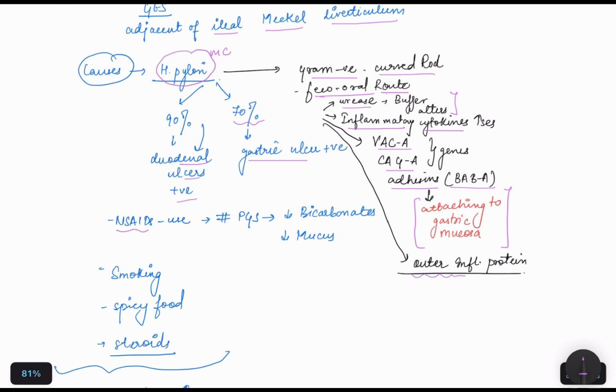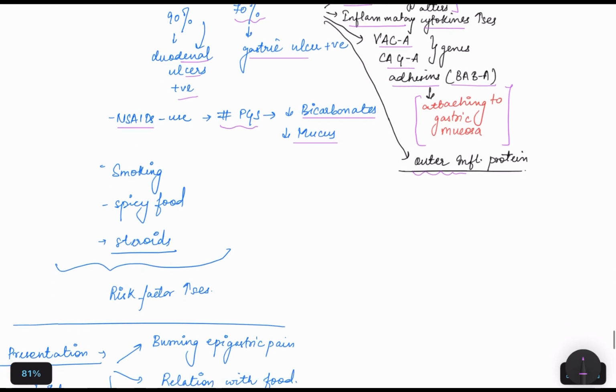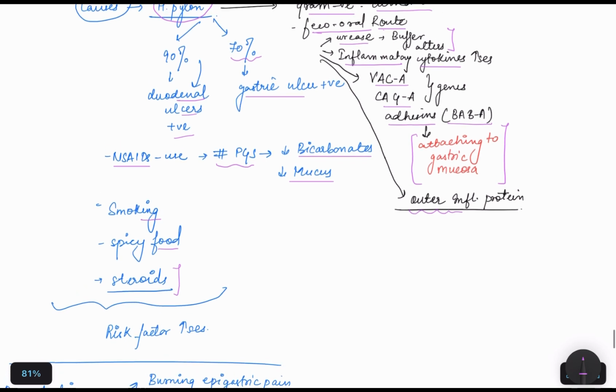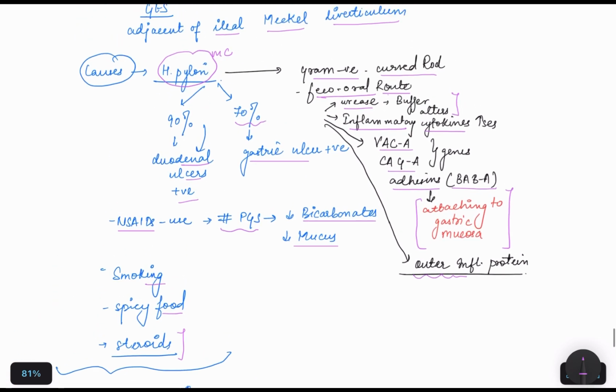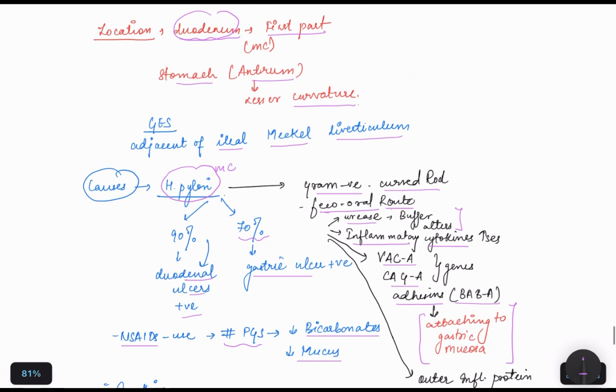The second cause can be NSAID use, which reduces the production of prostaglandins and is responsible for decreased production of bicarbonate and mucus. Third can be smoking, and fourth can be spicy food. If we have more and more intake of spicy food, it will lead to the formation of ulcers. Fifth can be the intake of steroids. So these are the risk factors, and due to these factors, the risk of ulcer formation increases.